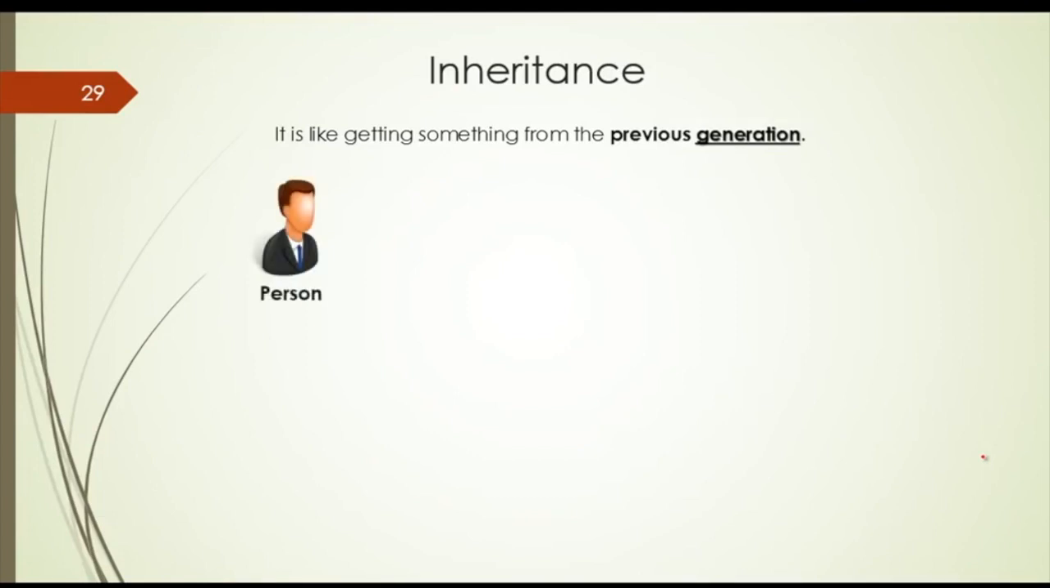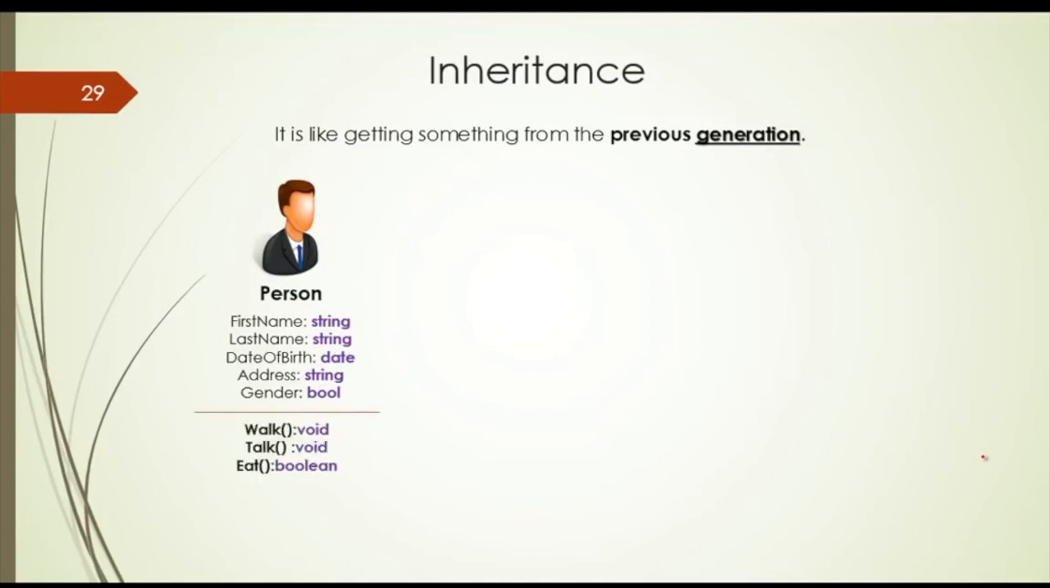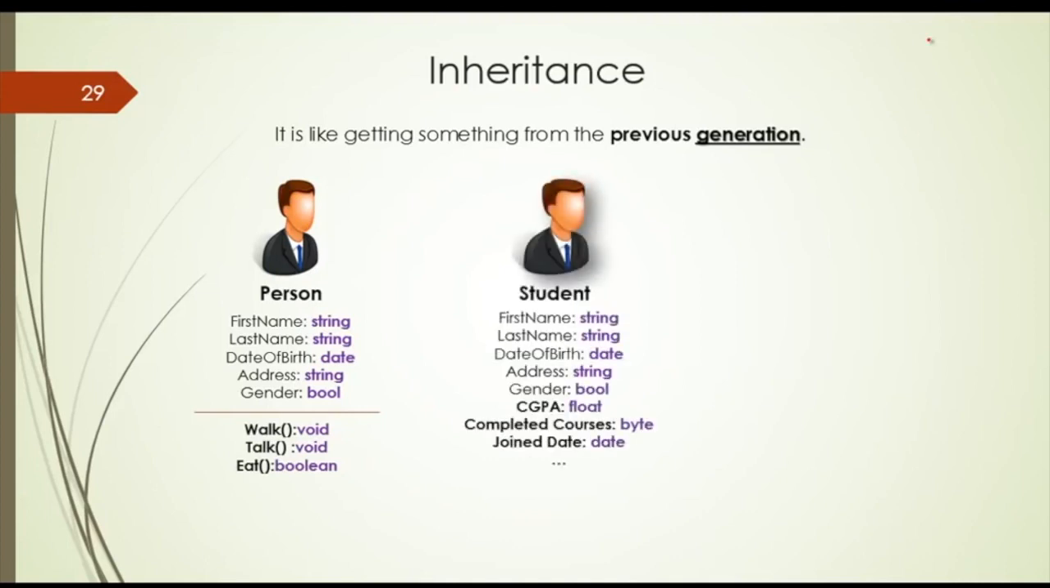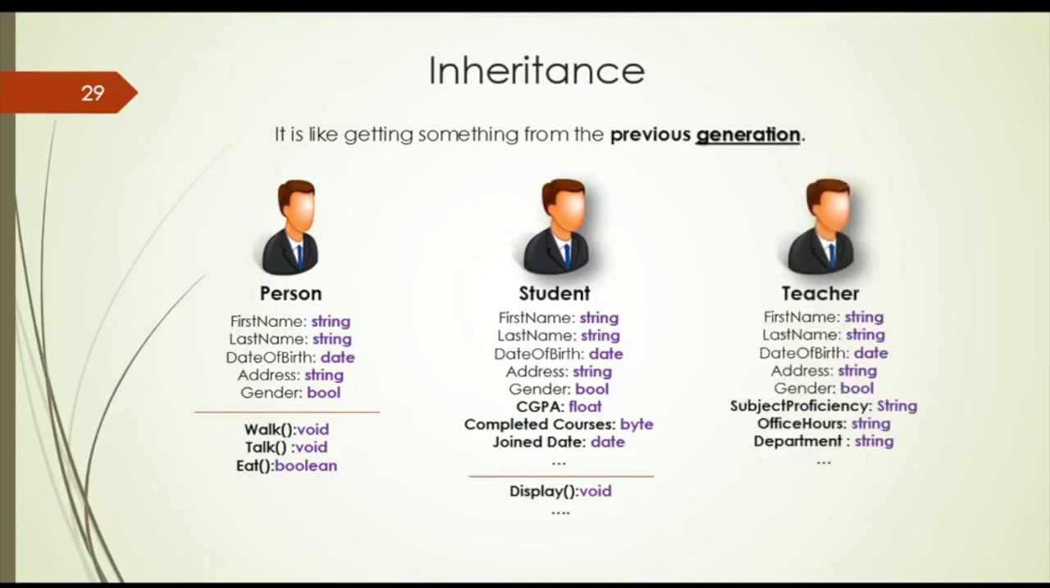So let's see a scenario where inheritance is not there, and when we really need inheritance first. We have these properties of a person, and a person could walk, talk, and eat. Let's say a student also has the same type of properties: first name, last name, date of birth, address, gender, but extra fields like CGPA, completed courses, and so on. He also has behavior like display. And a teacher also has first name, last name, date of birth, and the method or behavior display.